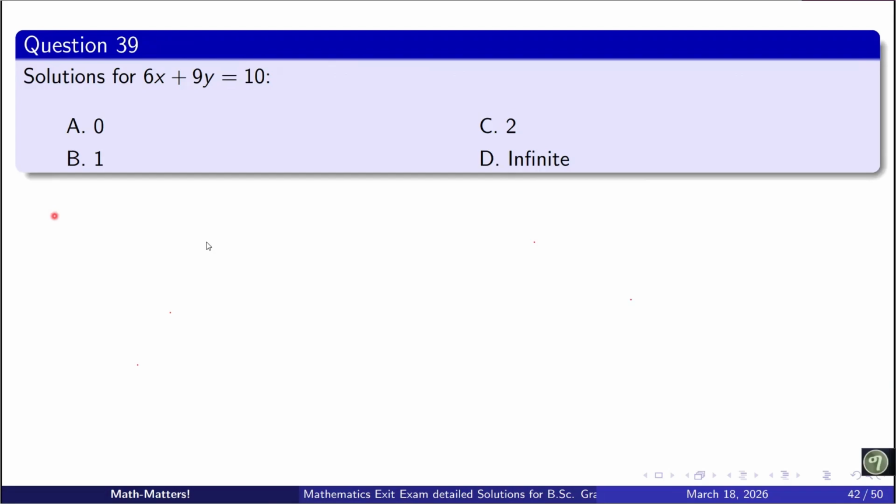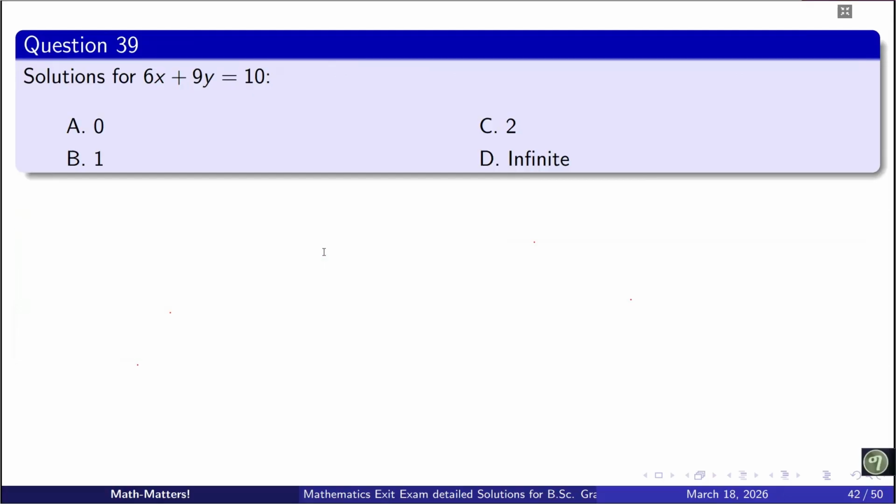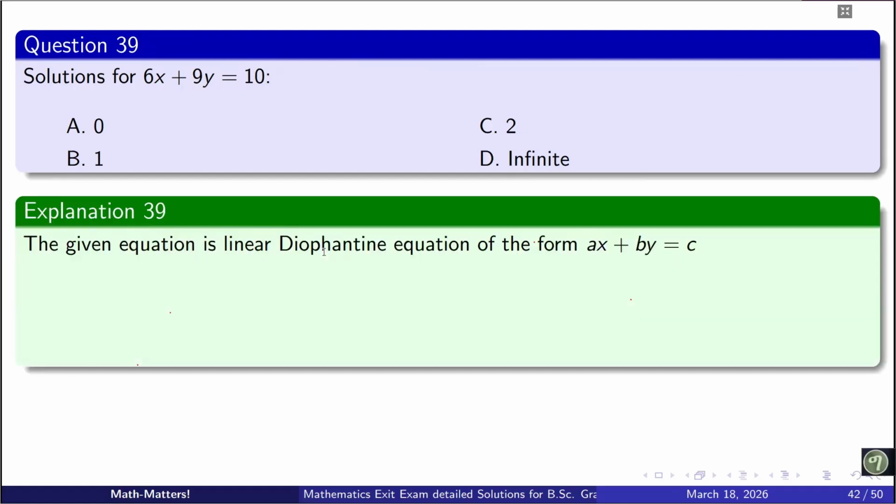Okay, next. Solve the solution for 6x plus 9y is equal to 10. A) 0, B) 1, C) 2, and D) infinite.